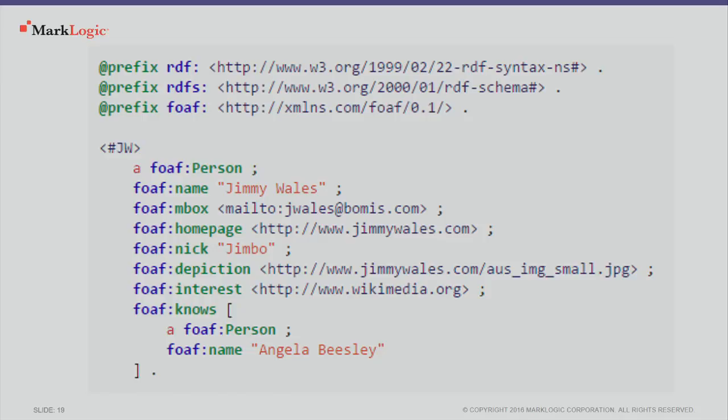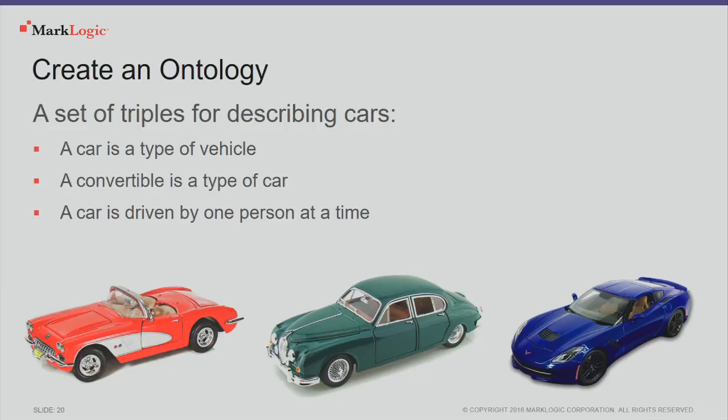All right. How do you go about creating an ontology? So let's pretend we want to create one from scratch. In the real world, you'll probably try to find ones that are already out there. But let's say we want to create an ontology about cars. Say things like cars, type of vehicle, convertibles, type of car, hierarchical relationships, some constraints about drivers and that sort of thing. How do we do this?